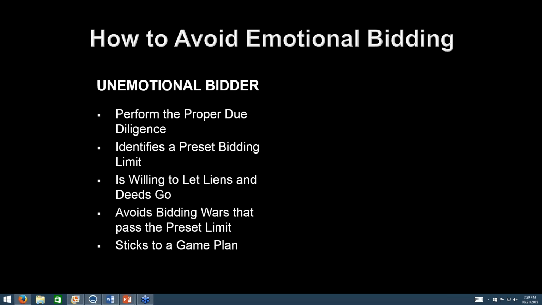They also avoid bidding wars that pass their preset limits. So if you've set a limit, I'm going $10,000 tops on this home, if it goes above there, you're willing to let it go. You're not going to get engaged in a bidding war where ego gets involved and you end up paying more than you planned on paying. And it's hard to do that. I've talked to a lot of students even recently that have lost properties that they were interested in, and it's hard to see those properties go. But you're better off letting a property like that go than purchasing a property and not making money on it.